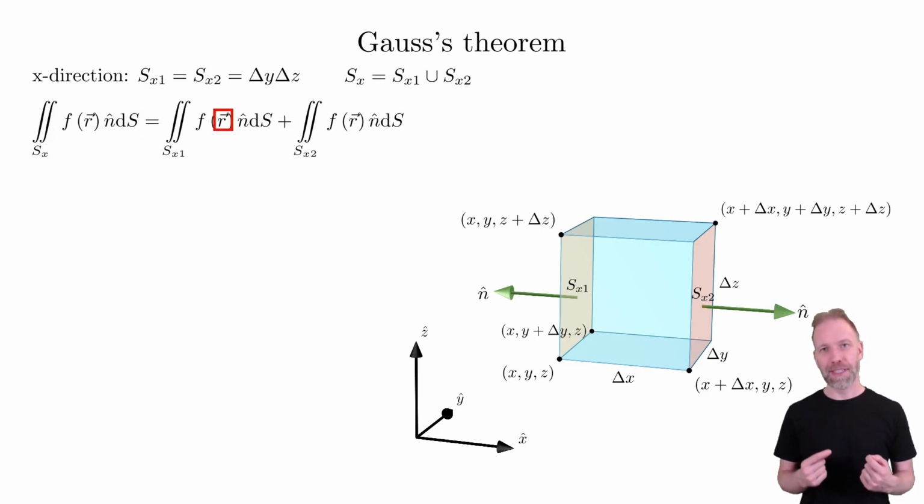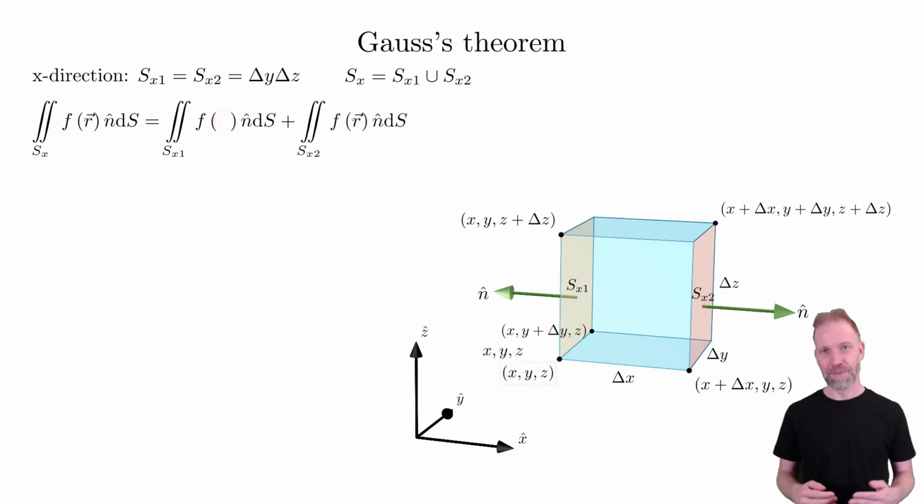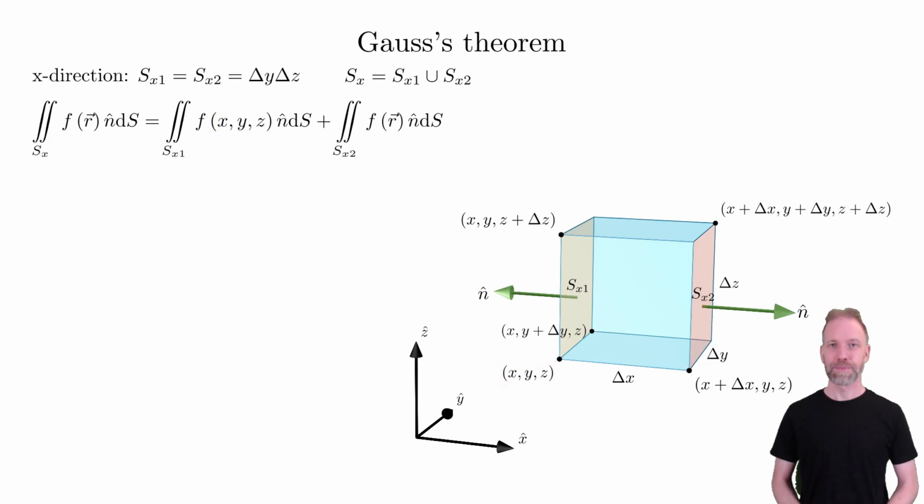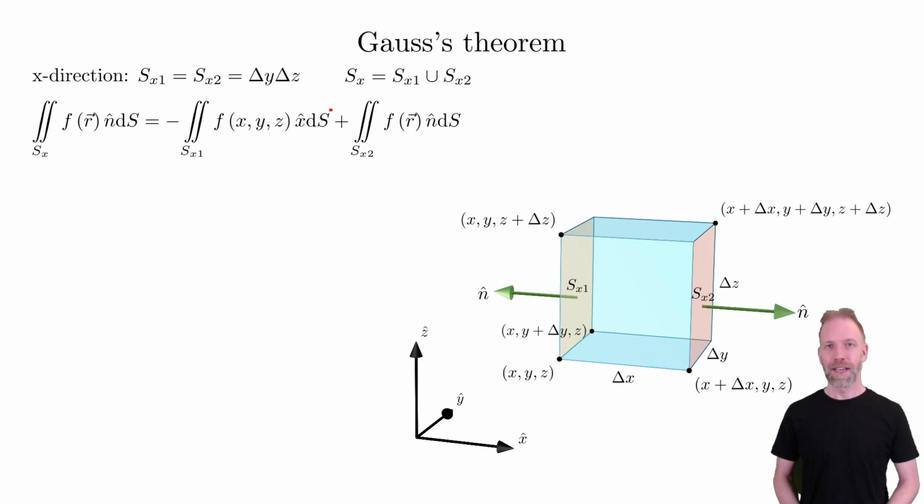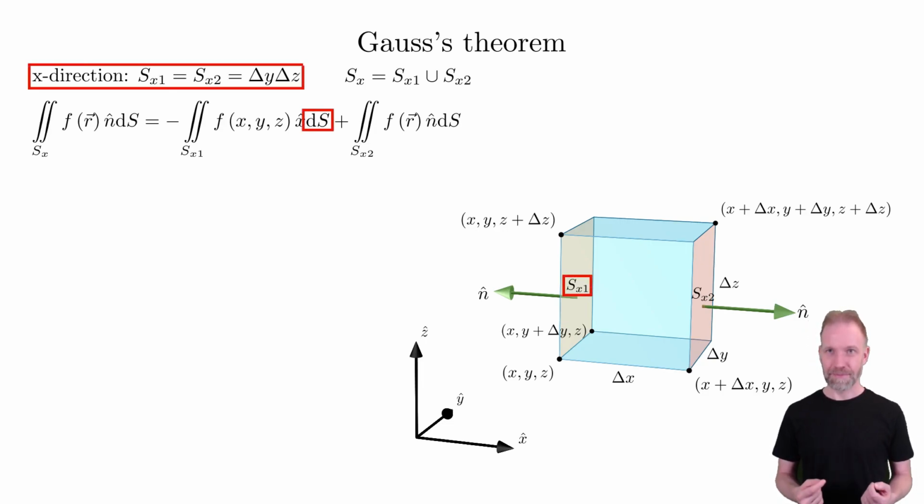Then let us insert a position vector r into the integral. For this derivation, any position on the surface sx1 will work. To make it easy, pick the corner where the position is x, y, and z. N hat on the surface sx1 is negative x hat. The surface element is delta y delta z. Assume that the surface is small and that the function approximately is constant. Hence, drop the integral and multiply with the area.